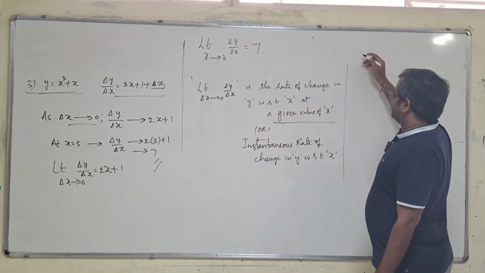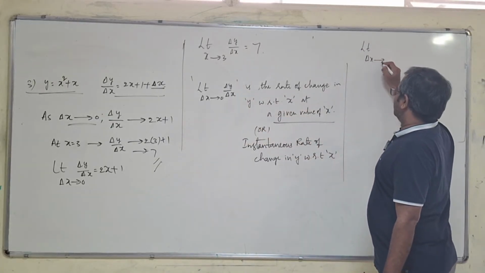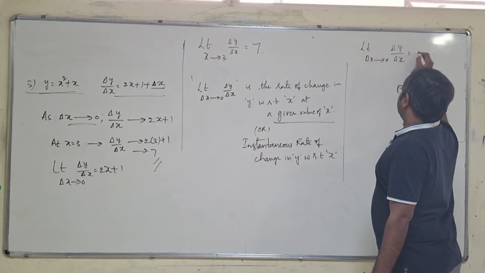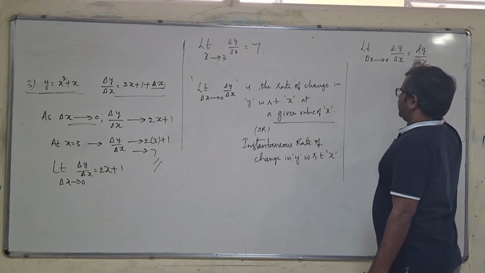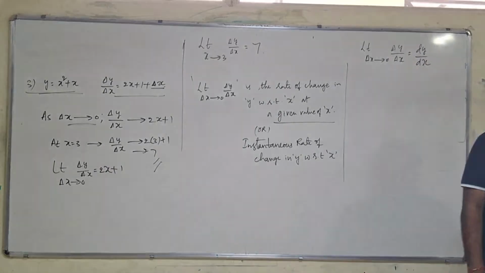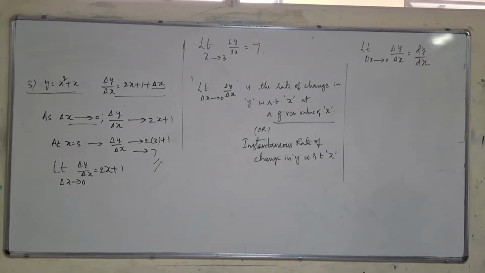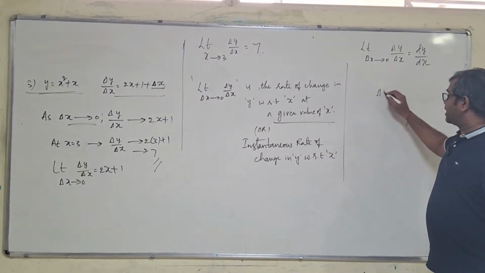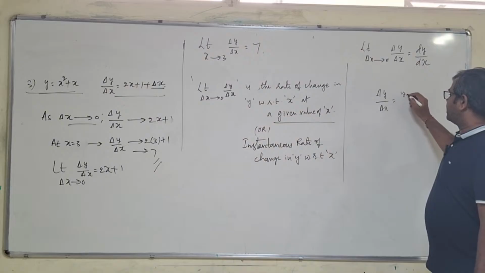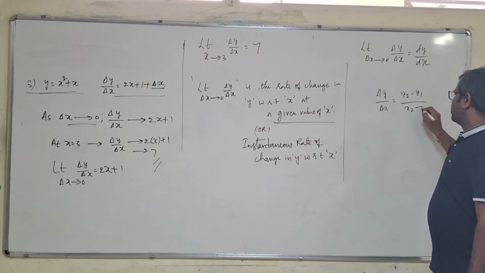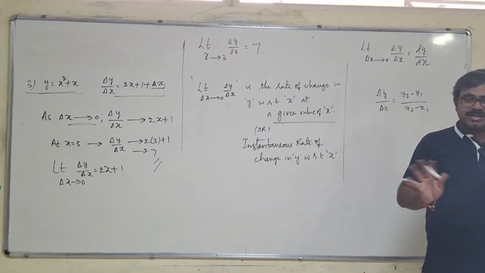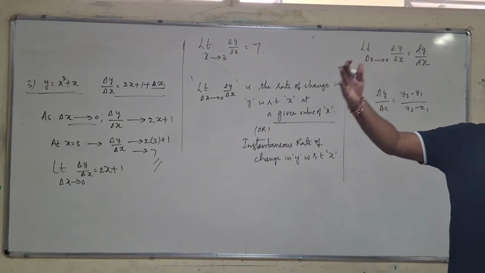So here, limit delta x tends to 0, delta y by delta x can also be written as dy by dx. What is dy by dx? Rate of change in y with respect to x at a given value of x. What is delta y by delta x, or y2 minus y1 by x2 minus x1? Rate of change in y with respect to x, but not at a given value of x. This is in an interval.